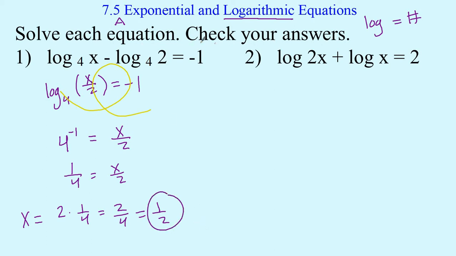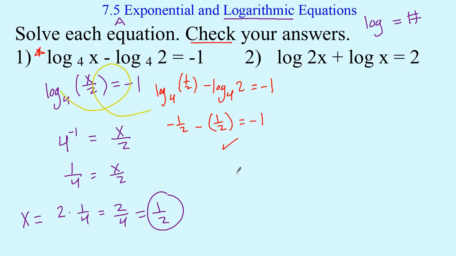And then you always want to make sure that you check them. You can check it by plugging it into the original equation. So we get log base 4 of 1/2 minus log base 4 of 2 equals -1. You can check this simply by plugging it into your calculator. This part ends up being -1/2, and this part ends up being 1/2. So then you have -1/2 minus a half, and it equals -1. All right, so let's do another problem.